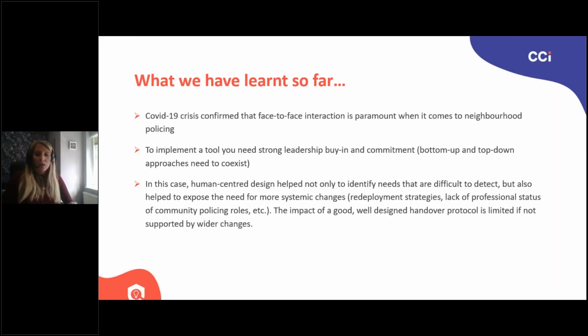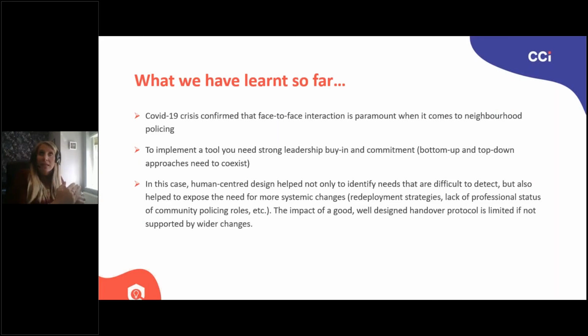So we designed good handover protocols specifically tailored to neighborhood policing roles, which is great and it's something that was really needed. But its impact can be limited if it's not supported by wider changes. I'm referring to better redeployment strategies, improved professional status of community policing roles, better recruitment strategies. So we basically exposed the fact that continuity of community policing is the outcome of a global strategy that ties together different levels.